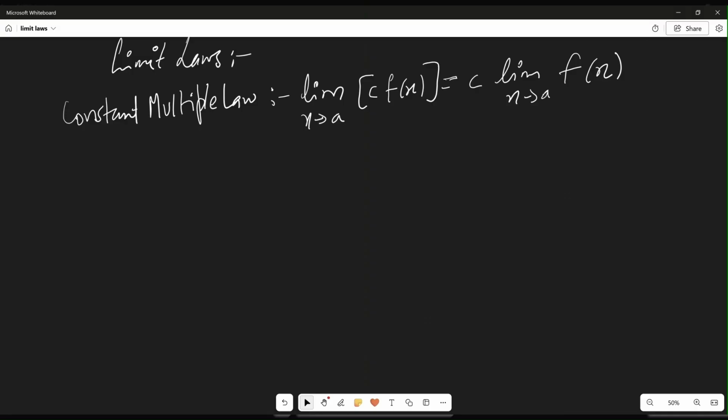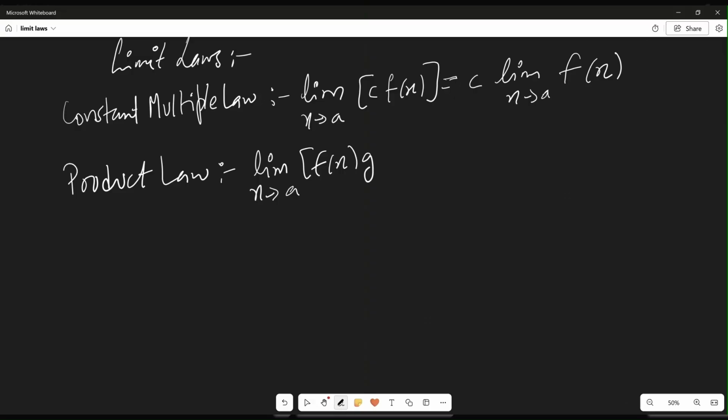And next one is product law. The limit as x approaches a of a product is the product of the limits. As such, the limit as x approaches a of f(x) times the limit as x approaches a of g(x).